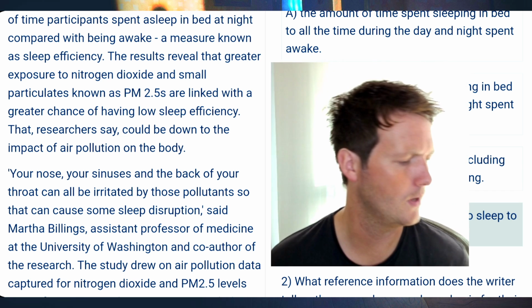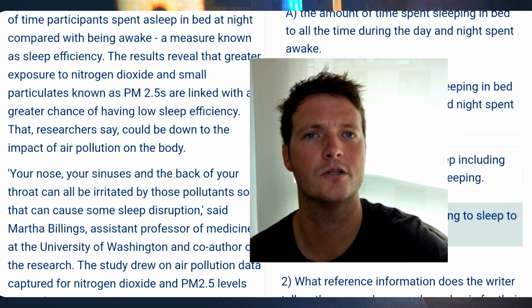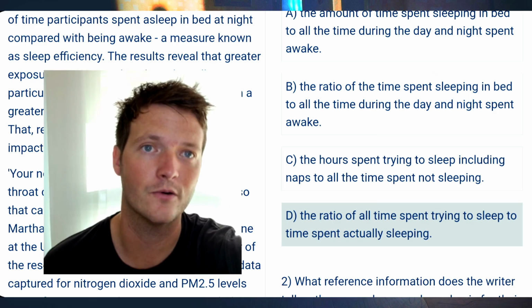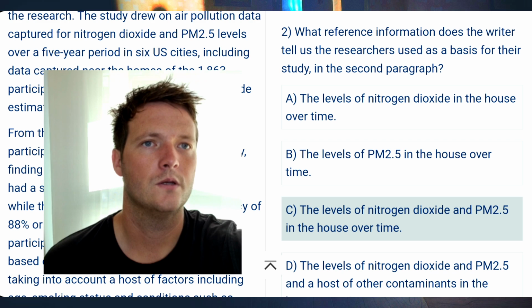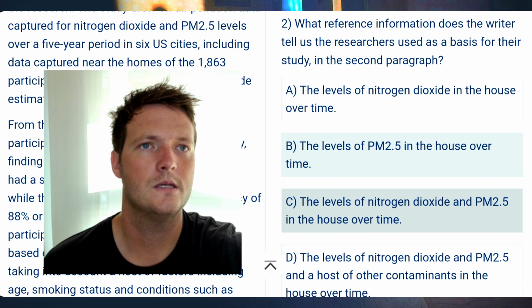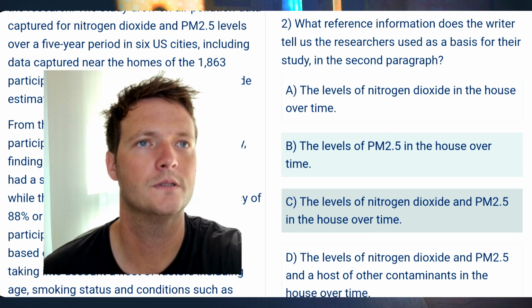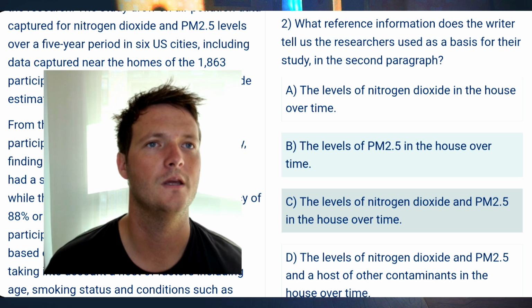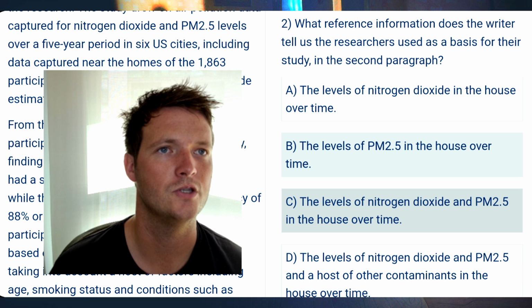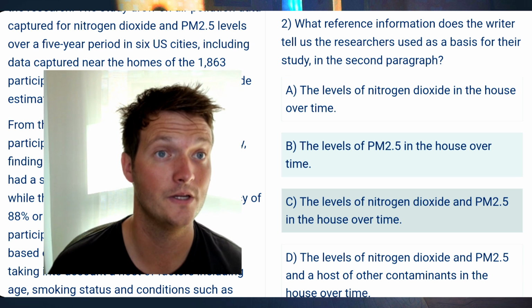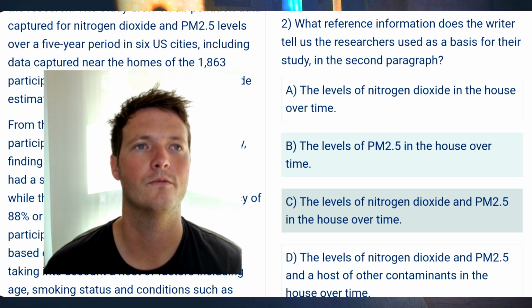Right, so I'm going to have a look at question 2, which is probably going to be based on paragraph 2. So let's have a look at this. It says, in number 2, what reference information does the writer tell us the researchers used as a basis for the study in the second paragraph?